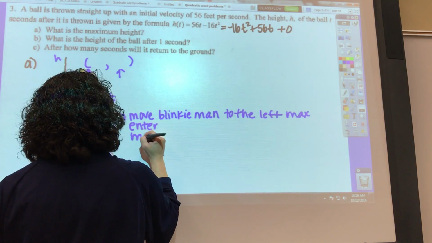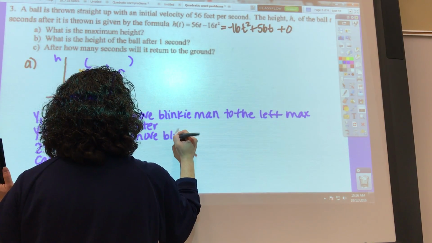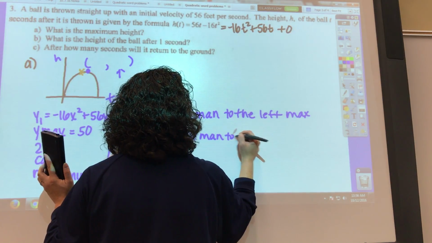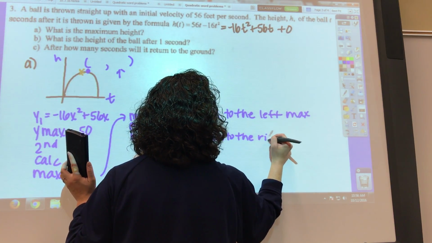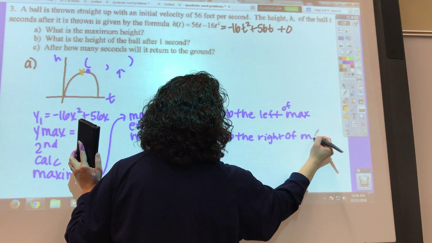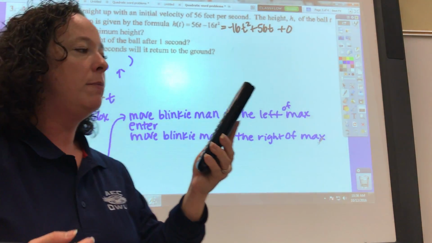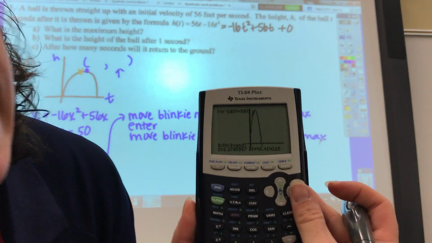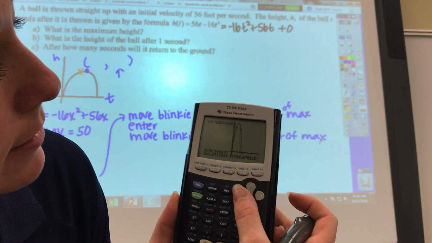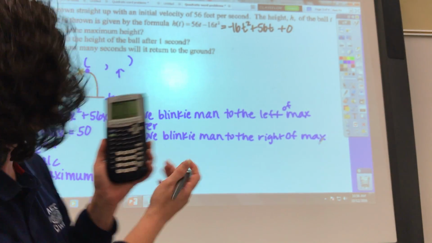So then you move Blinky Man to the right of the max. So I've got to move Blinky to the right. I don't even know if you can see this. I'm trying. You move Blinky to the right. There he is. And then hit enter.